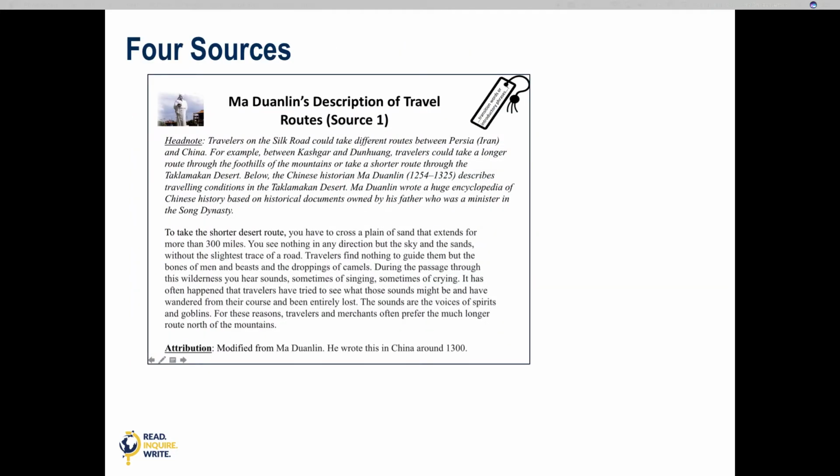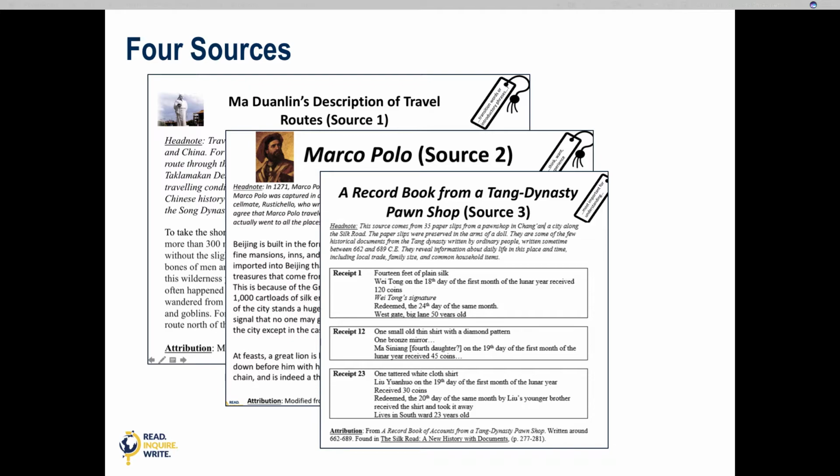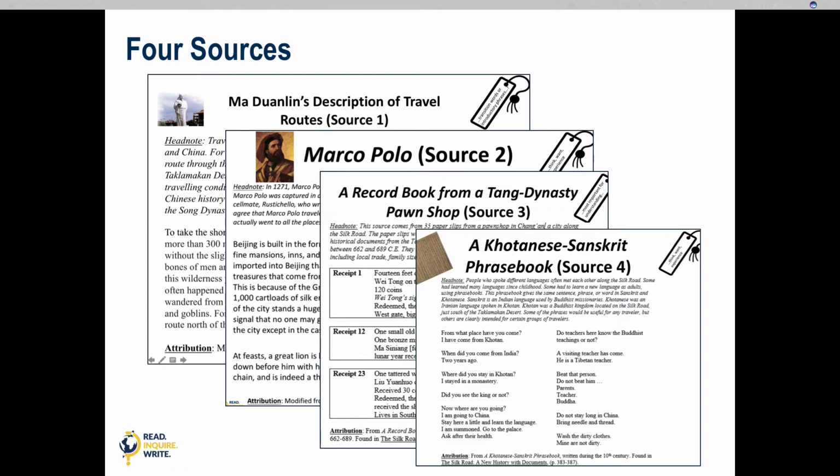These are the 4 sources that the museum wants to include. First is a description by an ancient historian, Ma Duanlin, of the travel routes travelers used. The second source is a description by a traveler, Marco Polo, about his travels along the Silk Road. The third source is a record book which provides information about daily life in a city on the Silk Road. And finally, the fourth source is a phrase book which provided useful translations that people would have needed for traveling along the Silk Road.